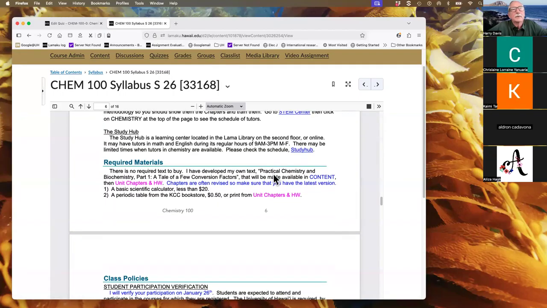The study hub may help you, not necessarily with chemistry, but maybe with the math if you're having math. They might have math tutors in there. And you can check on here for the study hub at that link, and they'll tell you.